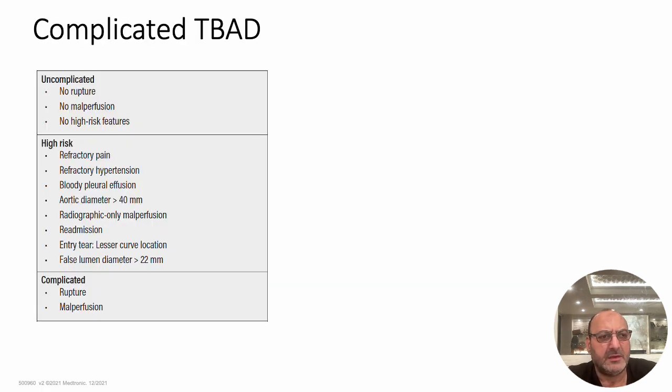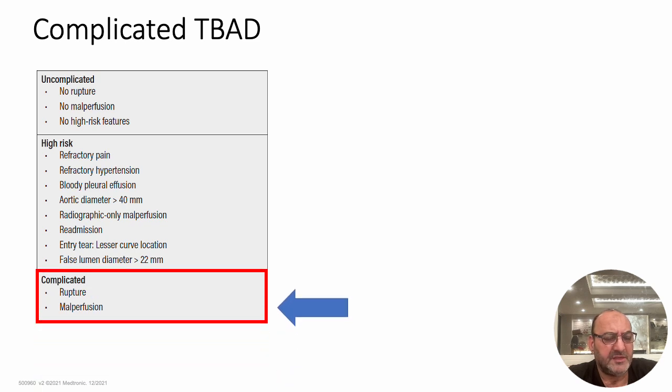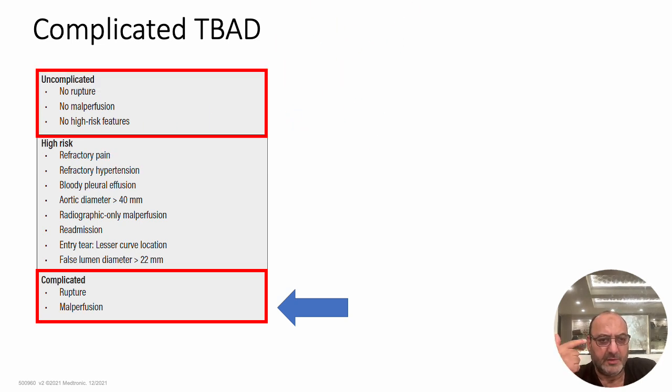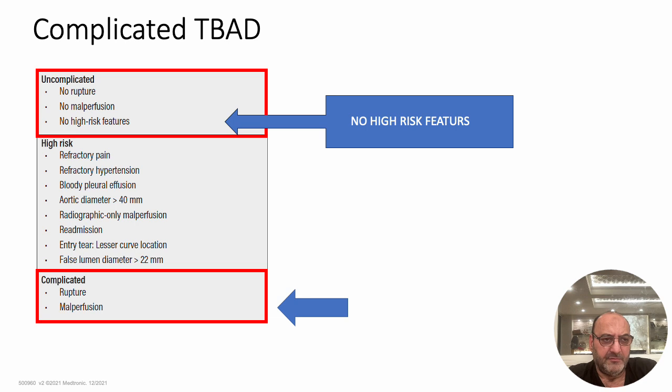A complicated type B dissection means there's rupture or malperfusion. That's it. Rupture or malperfusion. No more. It's very straightforward, very simple. Uncomplicated is no rupture, no malperfusion, and no high-risk features. High-risk features are very important to recognize, because these days, if you have high-risk features, you should be treated early. We'll go over them in the next slide.